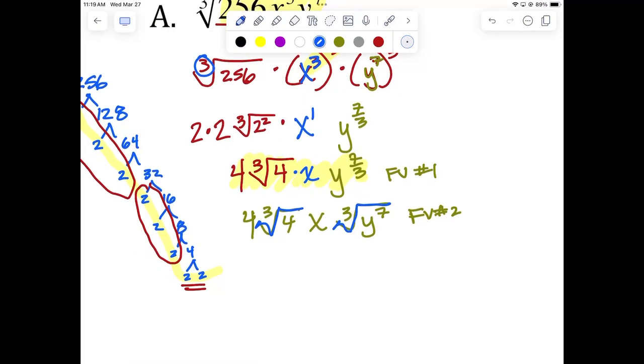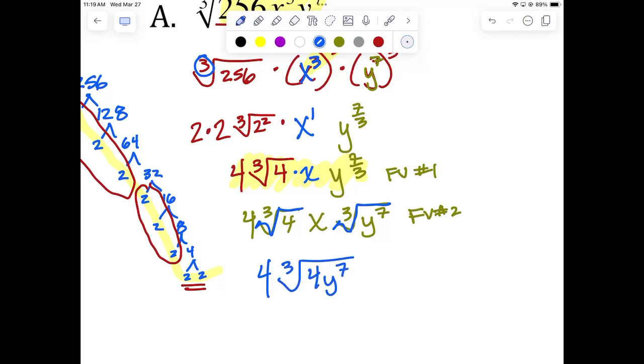Now, I chose not to do it because we have number, x, and y, and we like to write our answer in number, then in alphabetical order, x, y, z. But yeah, there's no reason why we can't do it. The associative property tells us we can. So this could be 4 cube root of 4y to the 7th under the same prism cell times x. That's final version number 3.